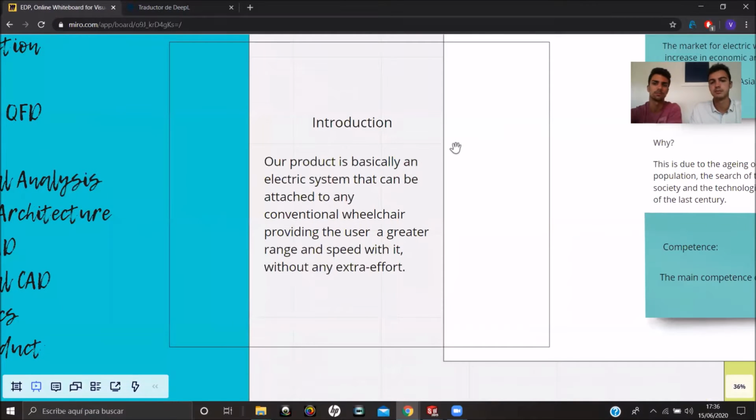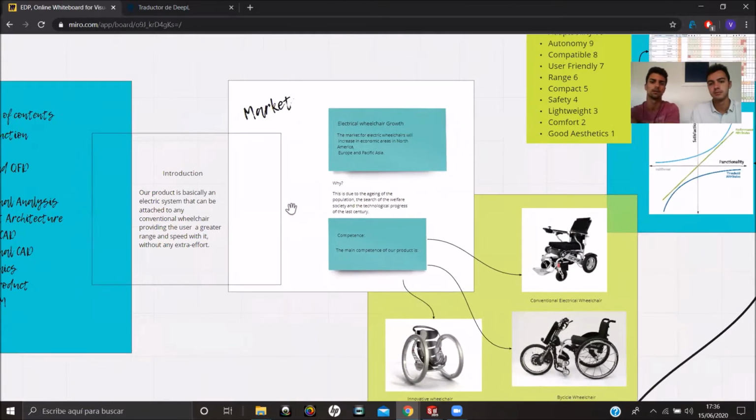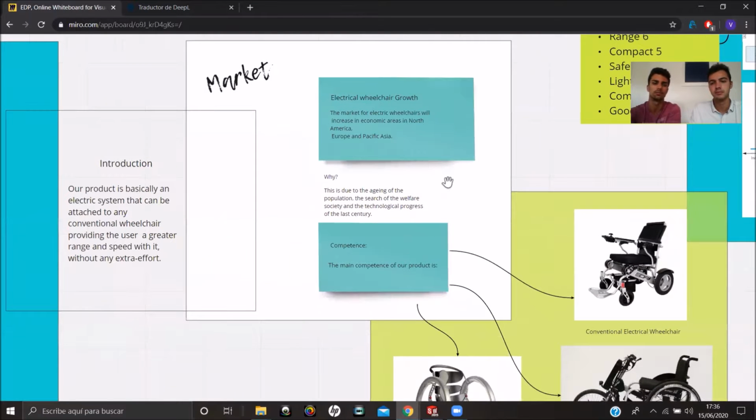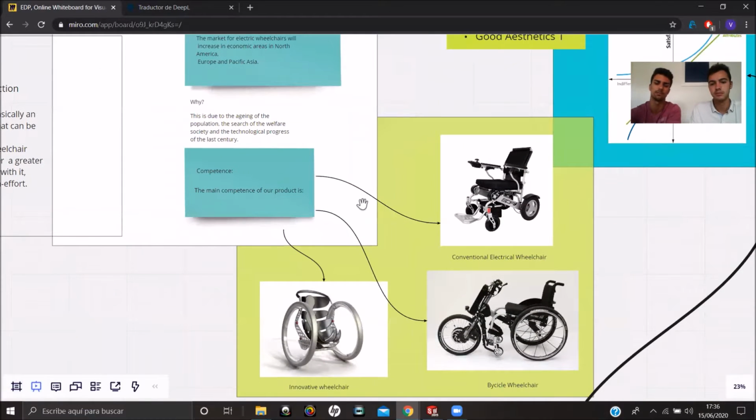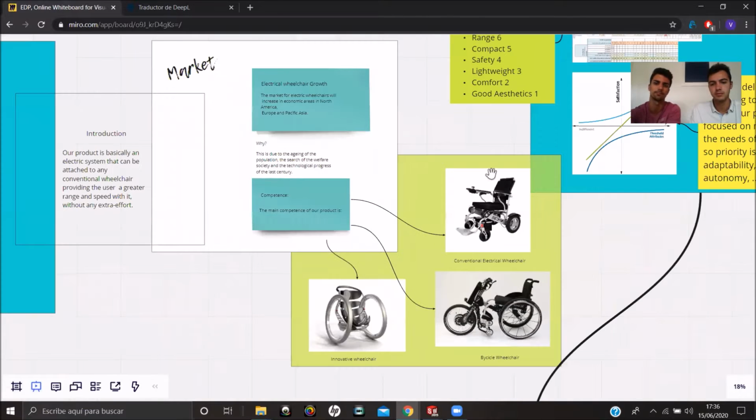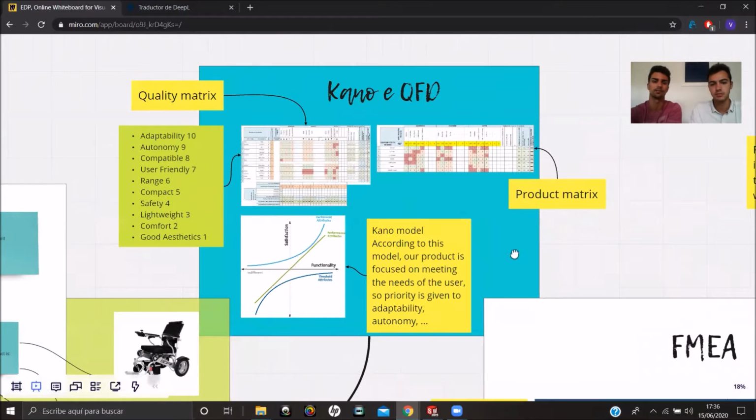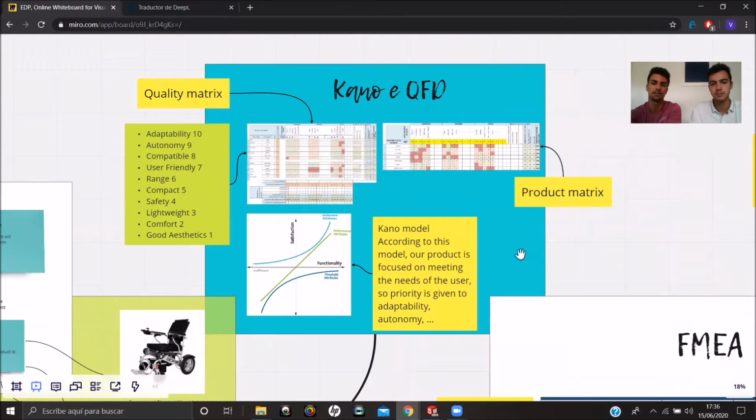Our product is basically a system that transforms a conventional wheelchair into an electric one. The first thing we did to develop our product was to analyze the market, where we could find these three principal competitor products. After that, we made a QFD following the Canon model, where we did the quality matrix and the product matrix.